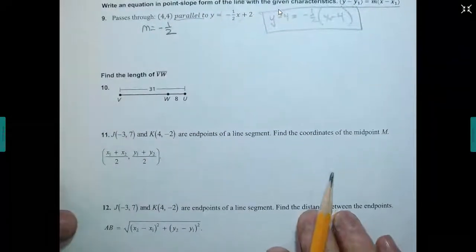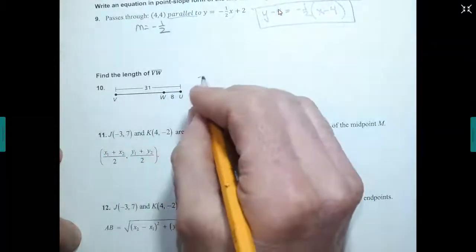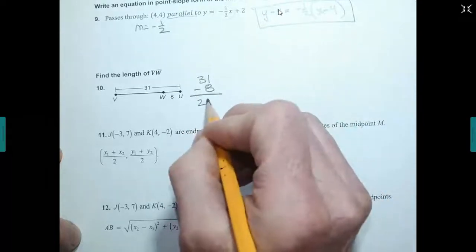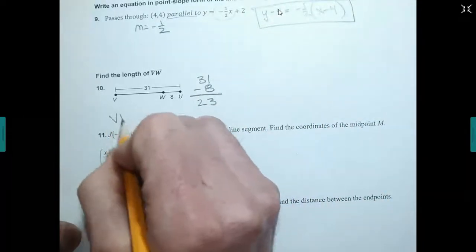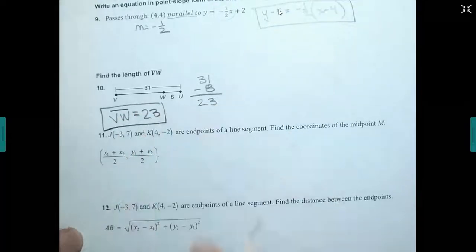Alright. Find the length of BW. So I have 31 minus 8. So it'll be 23. So BW equals 23.